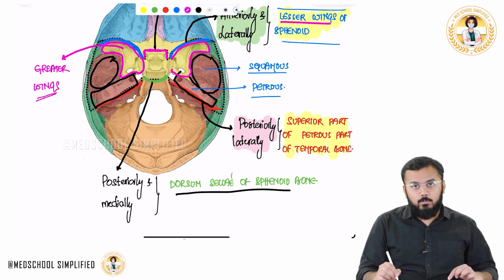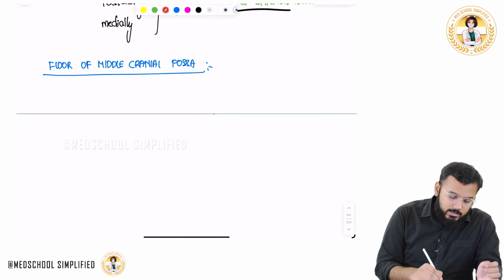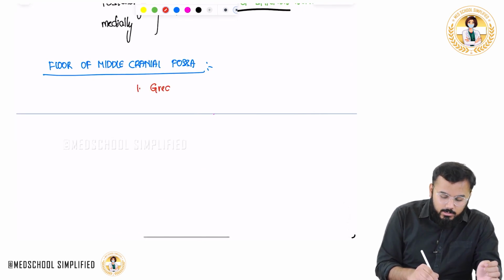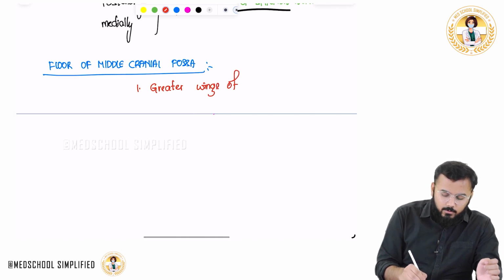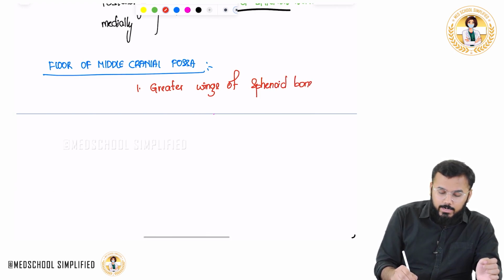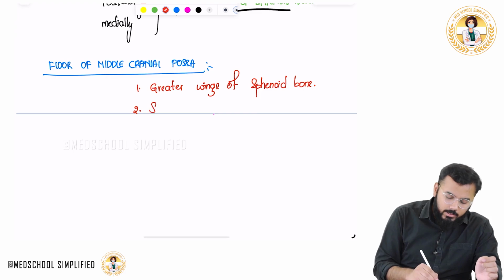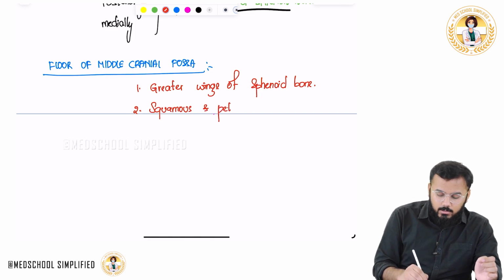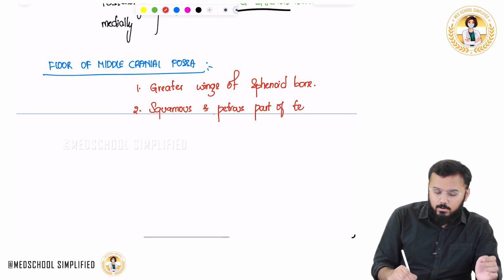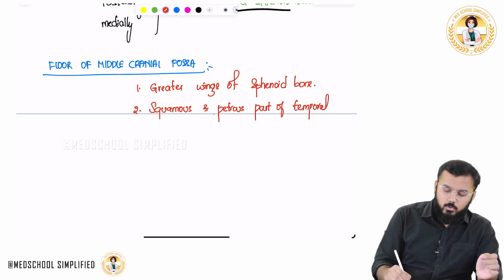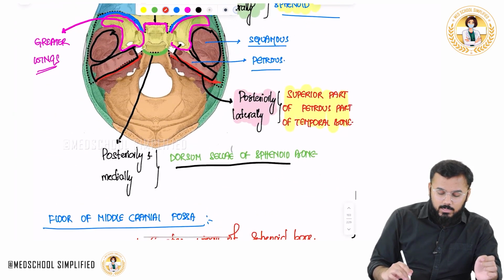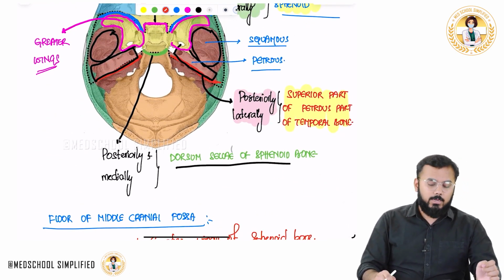Greater wings of your sphenoid bone, right? So the floor consists of two important things. One is called the greater wings of the sphenoid bone, and the second one is called the squamous and petrous part of the temporal bone. What is the other one? That is called the squamous as well as the petrous part of your temporal bone.